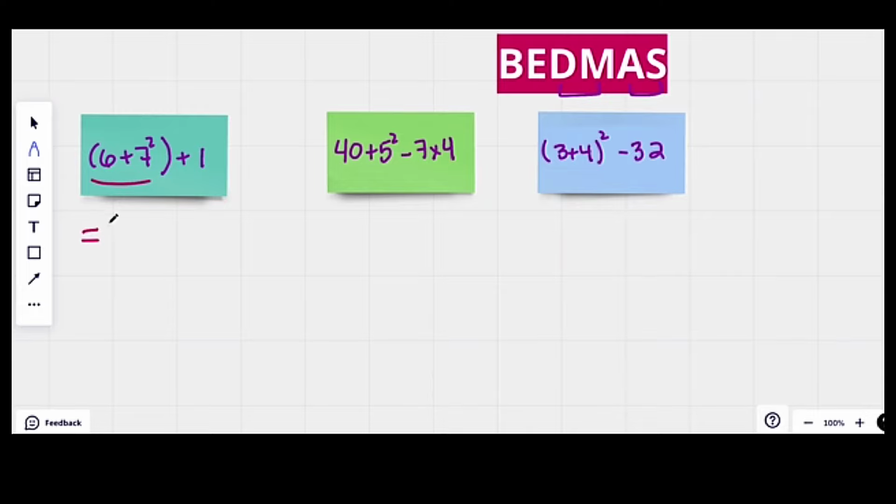And in this case, we're going to keep our bracket because we're not done solving it yet. So we're going to bring down our 6 because we're not doing anything with the 6 yet. And we're leaving our addition operation because we didn't get there yet. We're going to take care of this exponent. So 7 to the power of 2 is the same thing as 7 times 7. So we multiply that number by itself twice. So 7 times 7, which is 49.